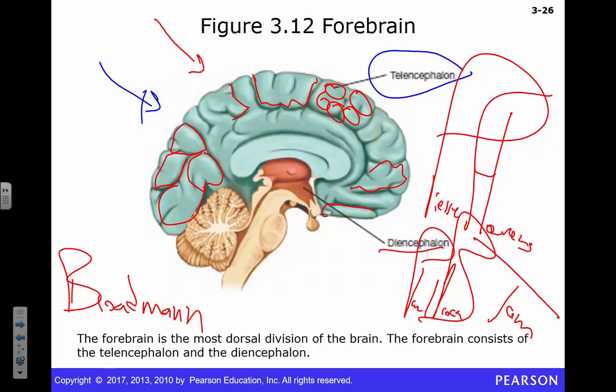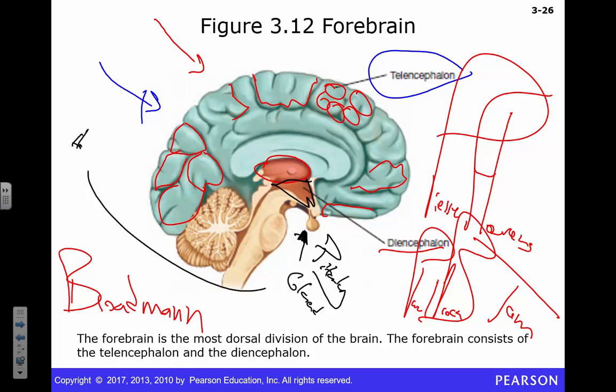Here's your diencephalon. That's going to be the thalamus. And then down here is your hypothalamus. Hypo means below, right? So it's below the thalamus. Not a big deal. This guy's your pituitary gland, that little punching bag. This is an important one. We'll talk a lot about the pituitary gland later in this semester. That's responsible for hormones.